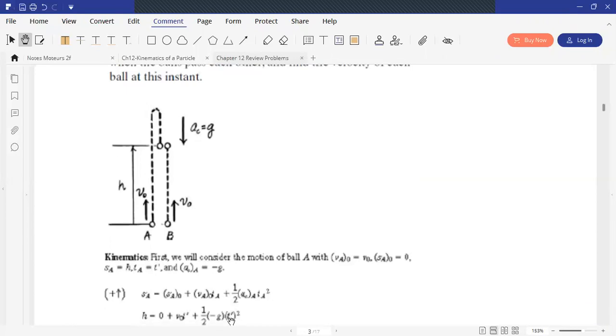It's T prime, because I'm starting from 0. Okay? And the acceleration is minus G. Since it's a projectile motion, the particle is only moving under the effect of its weight. And the initial velocity is V0. So this is my first equation as a function of time. Okay? And I am interested in finding the time when the two particles will meet each other. When the two particles meet, they will meet at a distance h. So SA will be equal to h. Okay? So this is equation number 1.